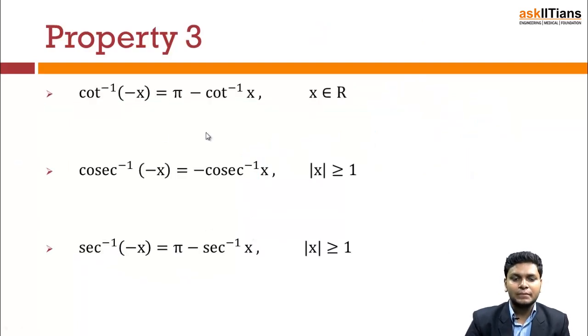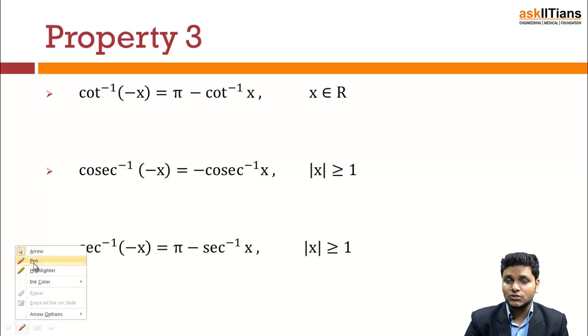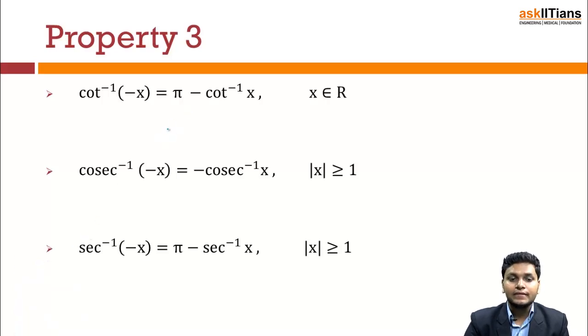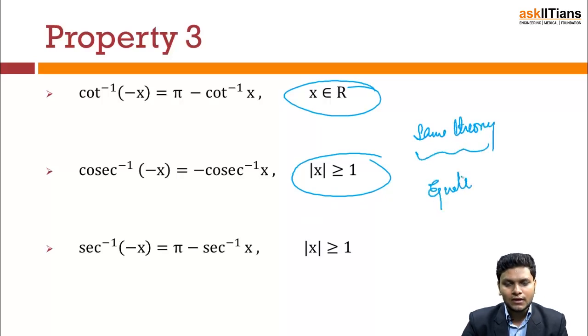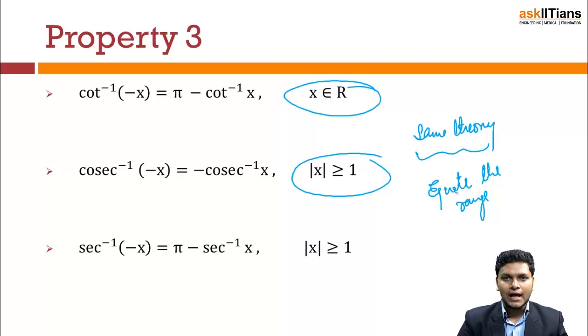Cot inverse of minus x will be pi minus cot inverse x, using the same analogy of equating the angles on both sides. Cosec inverse of minus x is minus cosec inverse x, considering the all out domain present there. Sec inverse of minus x is pi minus sec inverse x, altogether majorly on the same theory of equating the range. Equate the range. I keep on telling you continuously, equate the range. That's what inverse trigonometry is all about. If you equate the range properly and correctly, you are a champion in inverse trigonometry.